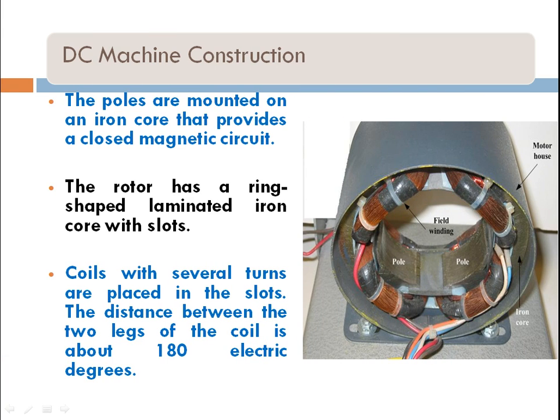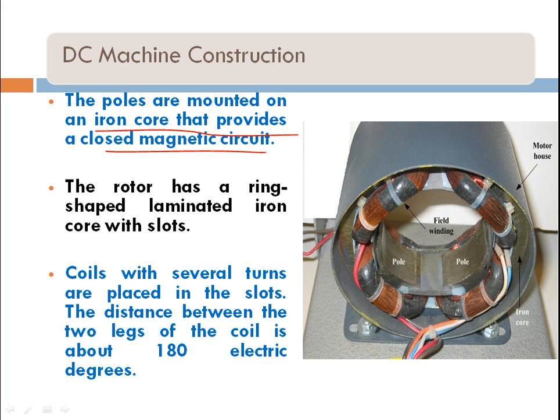Now you can see here, this is the field system. Very interesting, this is where the magnetic field will be generated. The poles are mounted on an iron core that provides the closed magnetic circuit. Very important, it will give you the closed magnetic circuit.